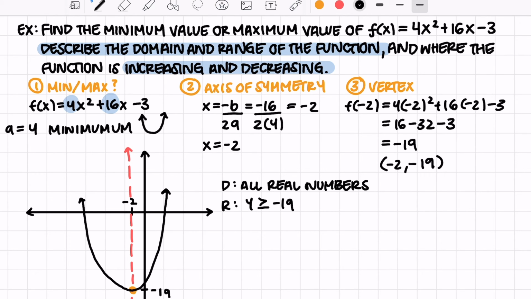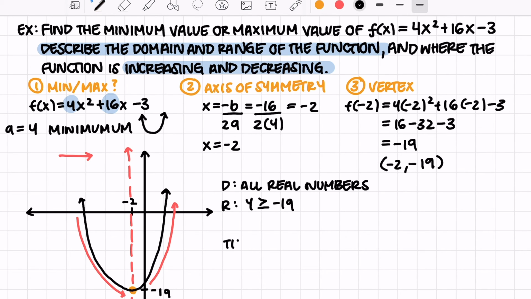The next part after that is to identify and explain where the function is increasing or decreasing. Whenever I look at a graph, we always look at the graph moving left to right. So if I'm looking left to right, I see that we are decreasing all the way to -19, and then we start to increase after -19. So that's what I want to write for my function.